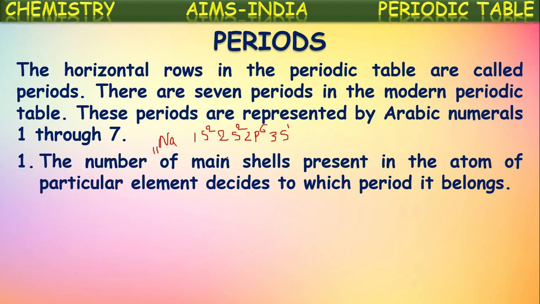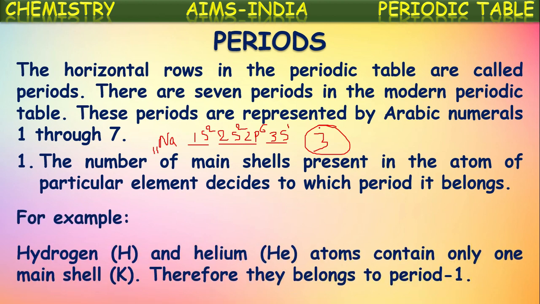Now, if you observe the electron configuration, how many main shells or main orbits exist in the configuration? That gives its period number. First shell, second shell, and third shell: totally three main shells are present in the configuration of sodium. So, its period number is 3. In this way, the period number is given based upon the number of main shells present in the atom of that particular element.